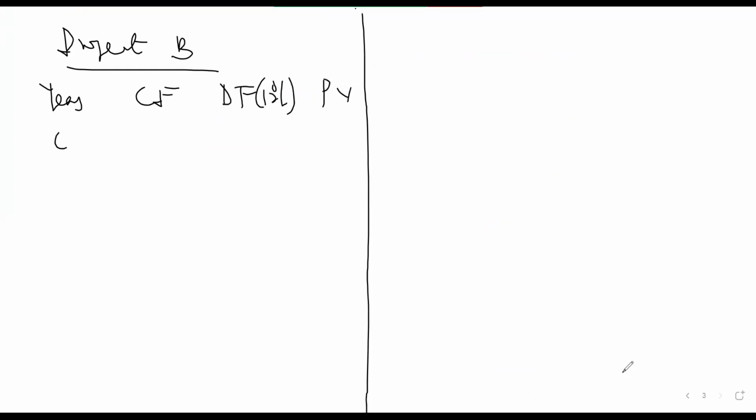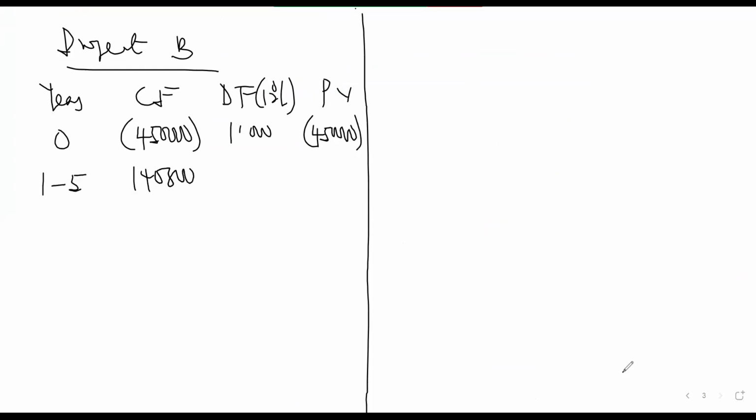So what you do is that you have year 0, you have 450,000 as the initial investment, then you have 1.00. Then you now count to year 1 to 5. You use annuity, 140,800. Let's calculate annuity for 5 years at 12%. What are you getting? 3.605. Please, you can't be in this class and say you don't know how to calculate annuity.